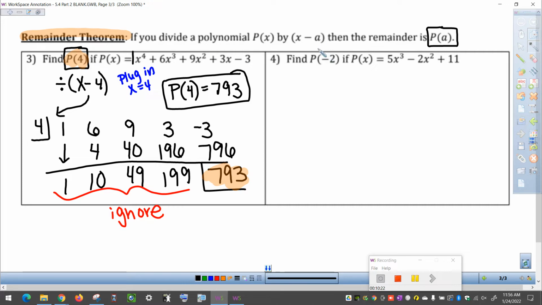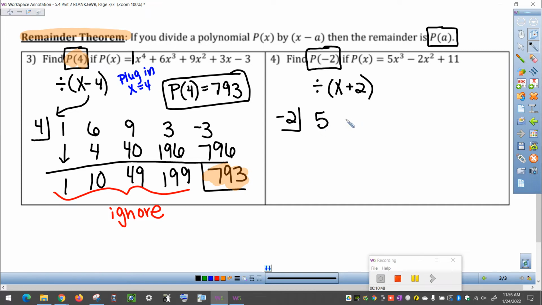All right, let's take a look at the last one here. So here we want to find P of negative 2. So we're going to divide by x minus negative 2, which is really the same thing as x plus 2. All right, so if we're dividing by x plus 2, it's going to turn back into a negative 2. When we start to list out our coefficients, we've got 5, negative 2. I'm going to put in a 0 because we're missing the x term. And then we've got an 11 at the end.